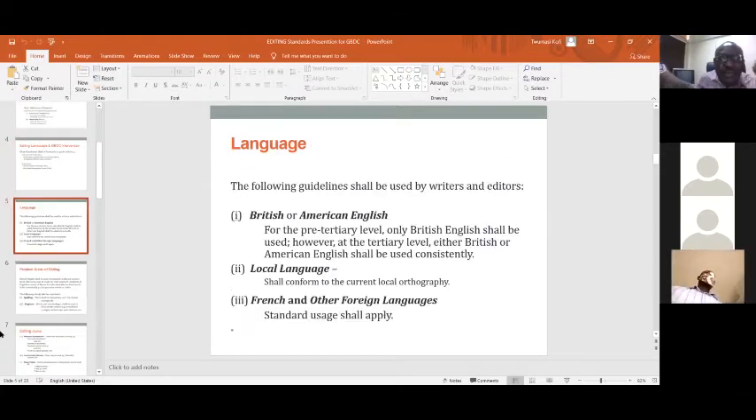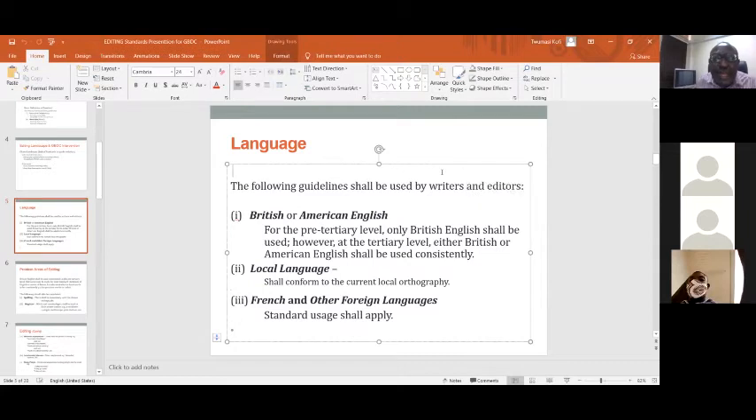So let's begin by looking at what the committee put down as guidelines for the use of the language. These are the following guidelines that we said writers and editors should observe. For the pre-tertiary, that is from primary school up to secondary school, only British English shall be used. So those of you who are into textbooks, make sure that you use the British orthography if you're doing books for primary schools up to secondary schools.